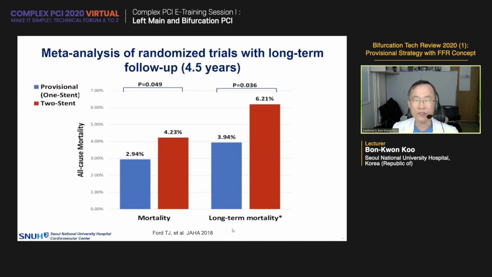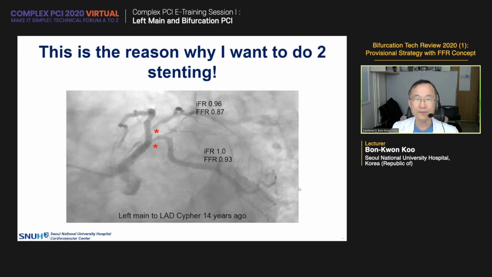Recently we have several different meta-analyses or network meta-analyses, but in this meta-analysis from 2 years ago of randomized trials with long-term follow-up, there was a long-term mortality difference, not TLR, not TVR, but mortality difference, which supports that using the provisional strategy can reduce mortality in the long-term follow-up.